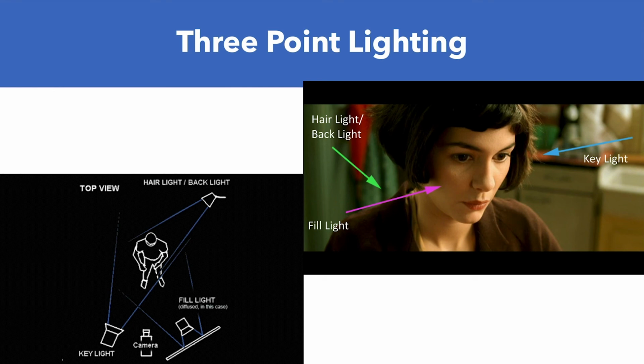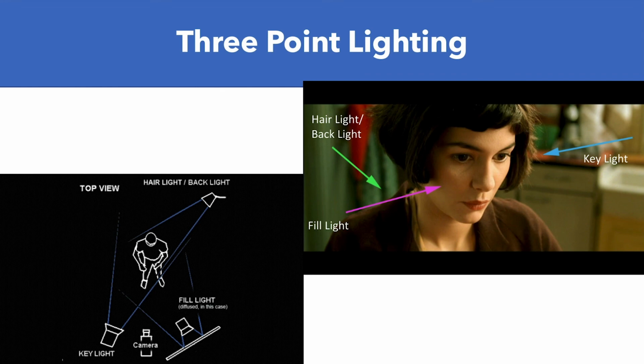And then also the background, you can see how she's lit more brightly and has more contrast than what's going on in the background. And then that hair light, if you can see on the right side of her hair, just provides that little rim of light that separates the subject from the background.